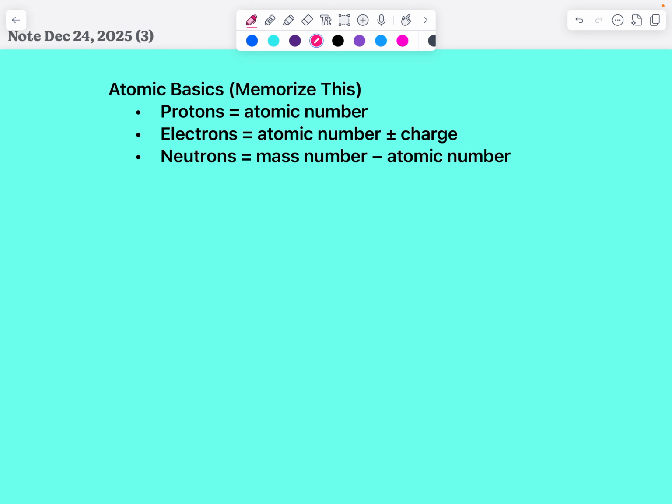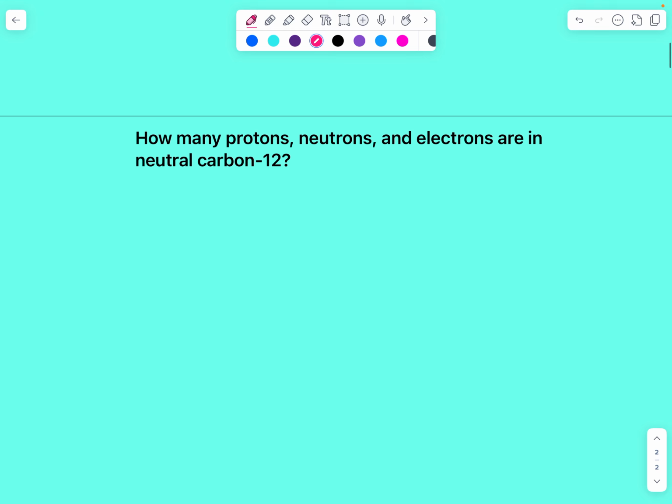This is where students mess up. They rush, they guess the sign, or they forget that charge only affects electrons. So let's get started on a practice problem.